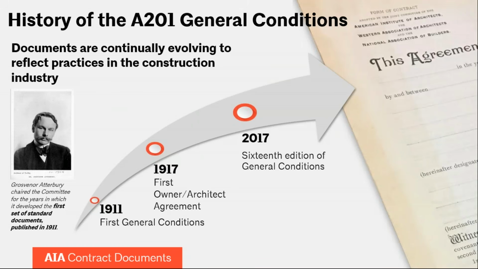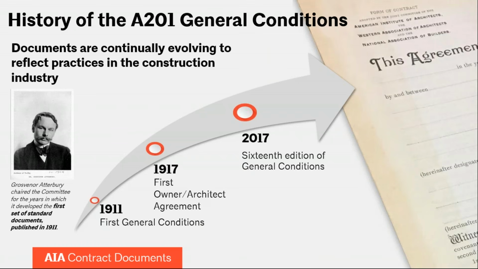The A201 has quite a long history. It was first published in 1911, and the 2017 version of the A201 is actually the 16th edition of that document. It has undergone significant change over the years. Some things stay the same. So for example, if you're a contractor and you wonder why your A201 still says that you're obligated to clean rubbish from the site, that's probably because the 1911 version used the word rubbish.